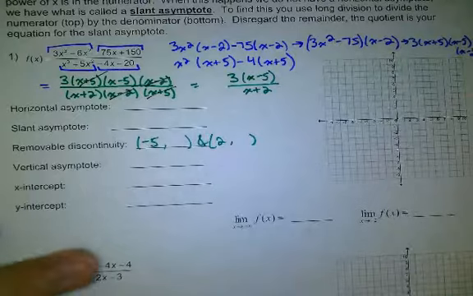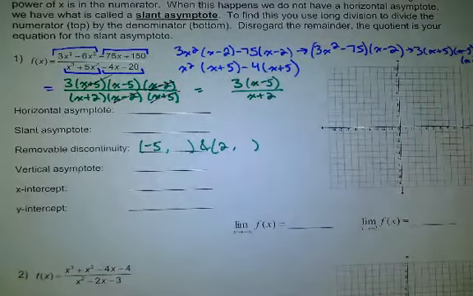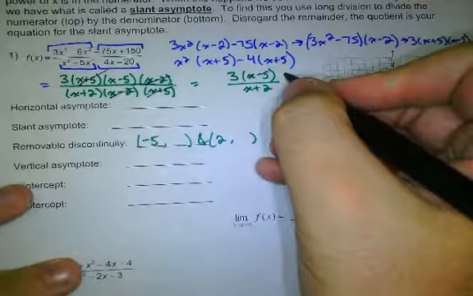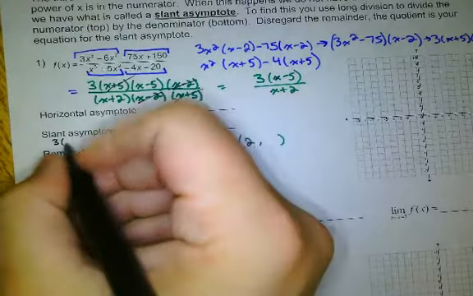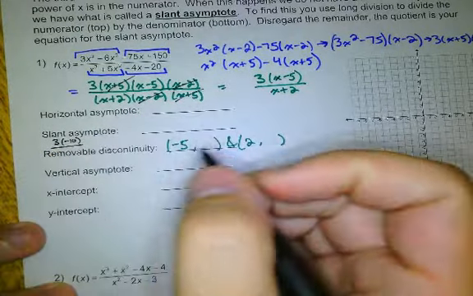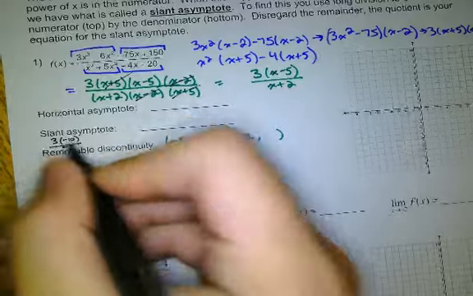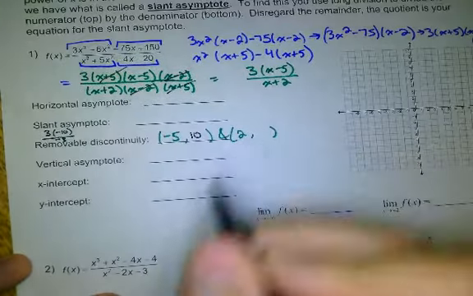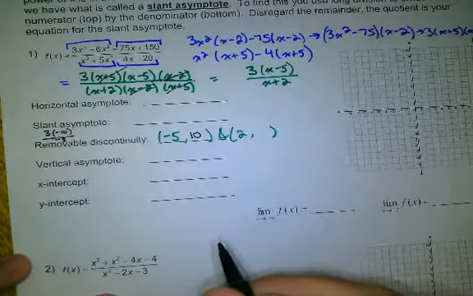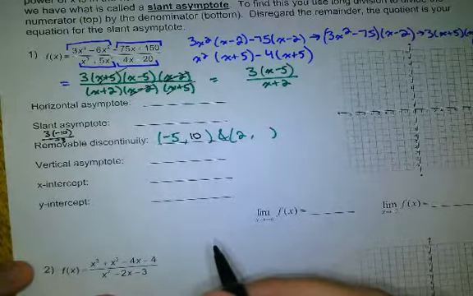I'll figure those out right now. I got negative 5 because I have to set whatever I canceled equal to 0. So when I plug in a negative 5 up here, I'm going to get 3 times negative 10 all over negative 3, which is 10. What did I do wrong?